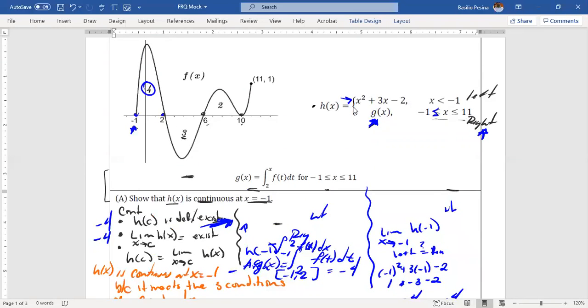So if I told you, hey guys, let's go ahead and find H prime of x, well, that means we derive this right here, the left-hand side and the right-hand side. So if I derive the left-hand side, which is this right here, it's going to be 2x plus 3. And then the interval stays the same. If I derive g, I get g prime of x. Same interval, -1 and 11.